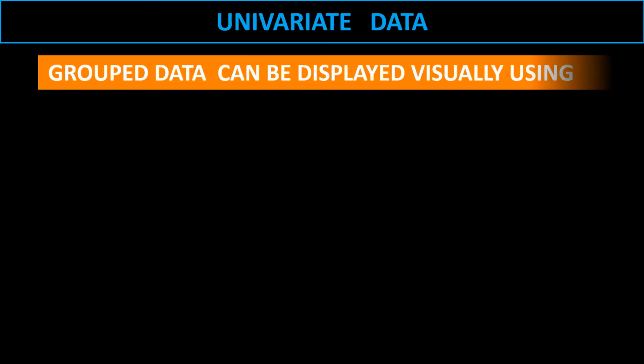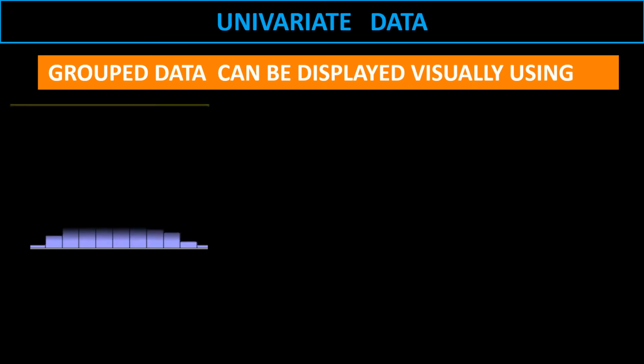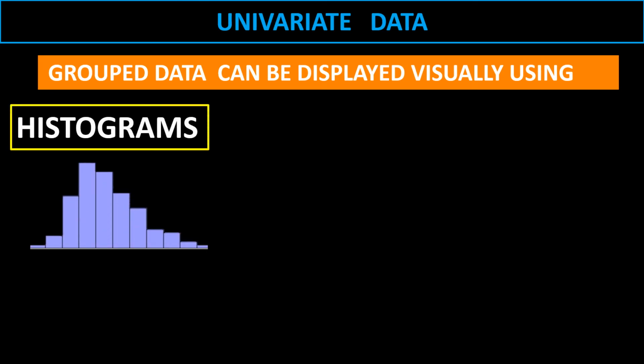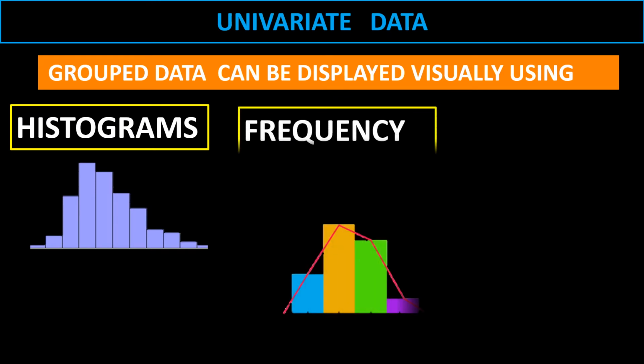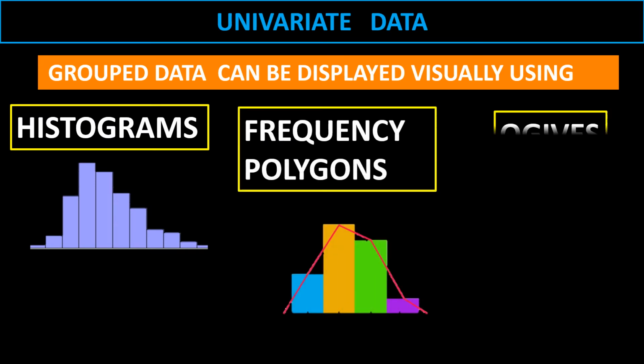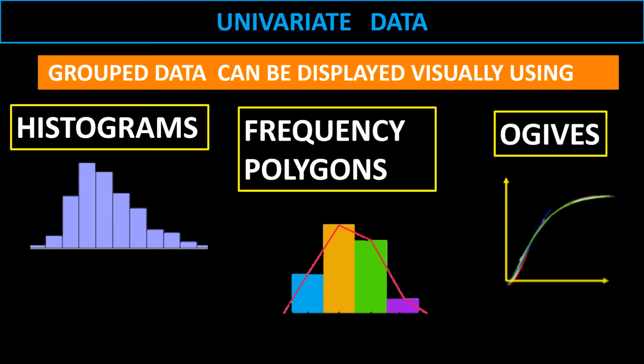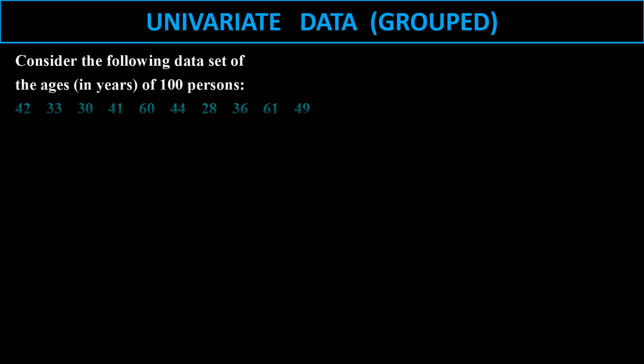Now, with univariate data, we also have that the data can be grouped, and they can be displayed using the following three methods. We're going to show you how to do histograms, then we're going to show you how to draw frequency polygons, and then we're going to have OGIVES, or cumulative frequency curves. Now, let's look at the grouped univariate data, in other words, data with only one variable.